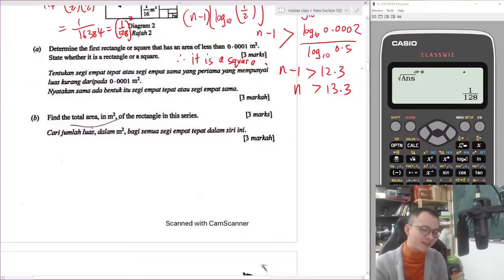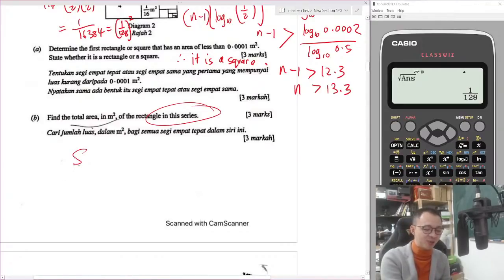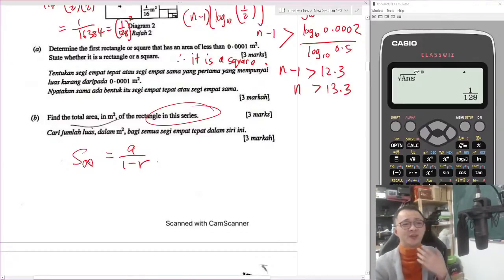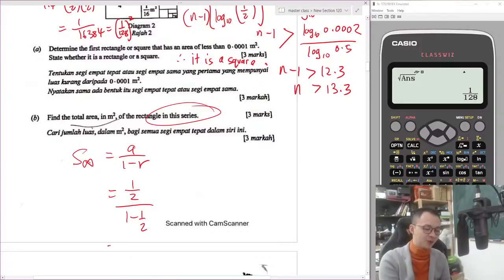Okay, find the total area of the rectangle in this series. Whenever you see the area becoming smaller and smaller, and you want to make sure r is between 1 and -1, then what you can do is sum all of them. This is a GP, and they are talking about sum to infinity. The formula is a over 1 minus r. a is 1 over 2, r is 1 over 2. So it's 1 over 2 divided by 1 over 2, you will get 1.